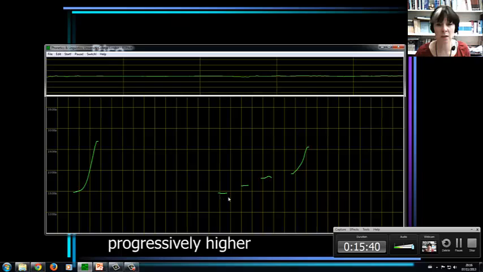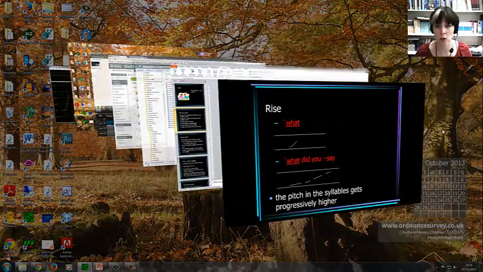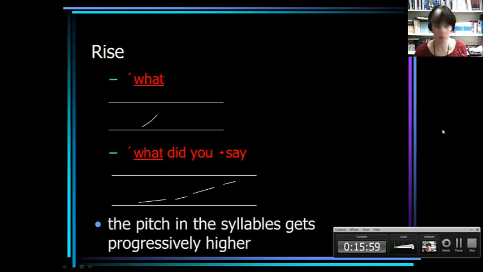Okay, can you see the pitch rising over the whole group here? And this is what? This is the bottom part. What did you say? And although we've actually got more movement here, linguistically, this is where the actual tonic syllable is, because I'm interested in what the person said.